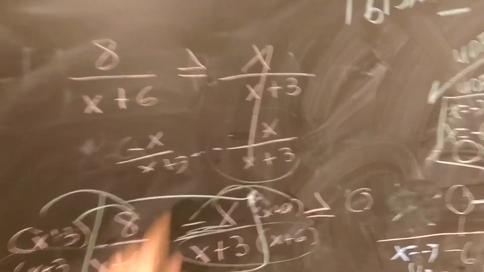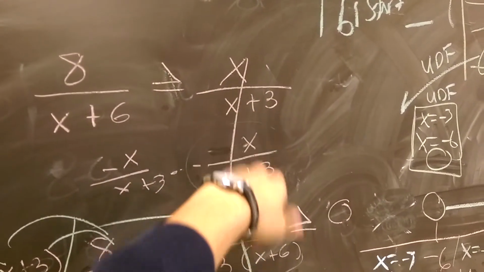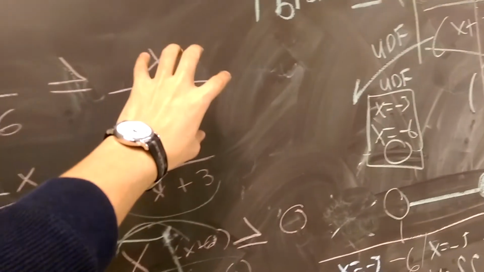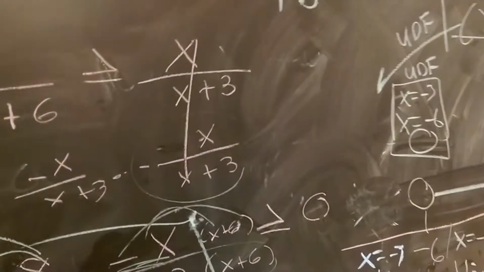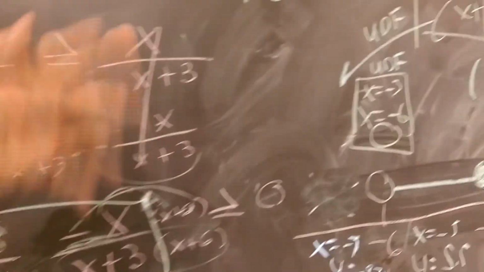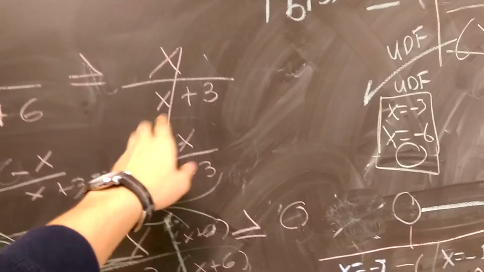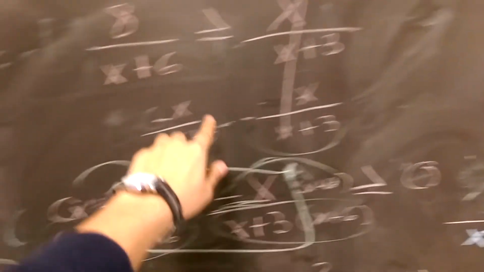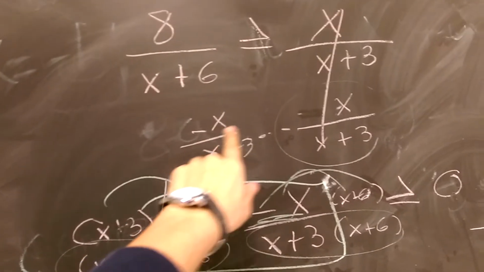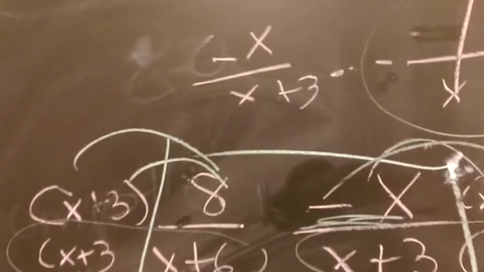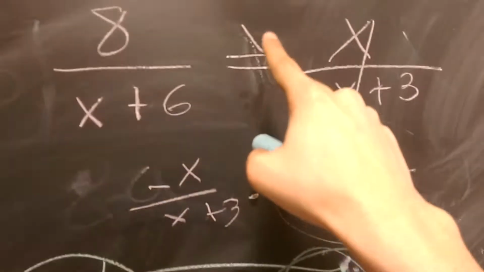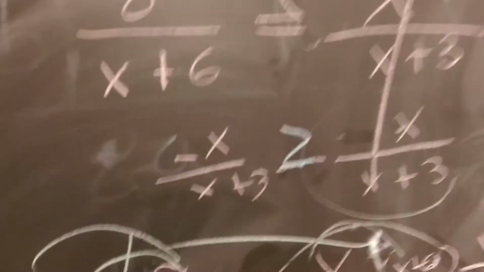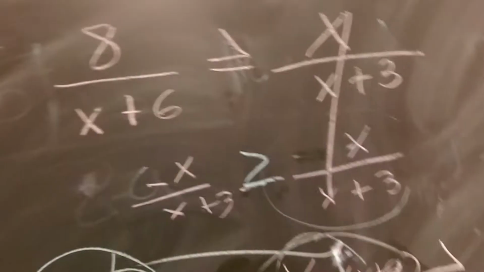8 over x plus 6 is greater or equal to x over x plus 3. What happens here is that I told you guys, you always want to make one side equal to 0. So what was done here was the additive inverse. X over x plus 3, if I want to move this to the other side, I'll just do minus x over x plus 3. Over here, I'm going to do the same thing. What you do to one side, you must do to the other. In the middle, we still have the same symbol, greater or equal.